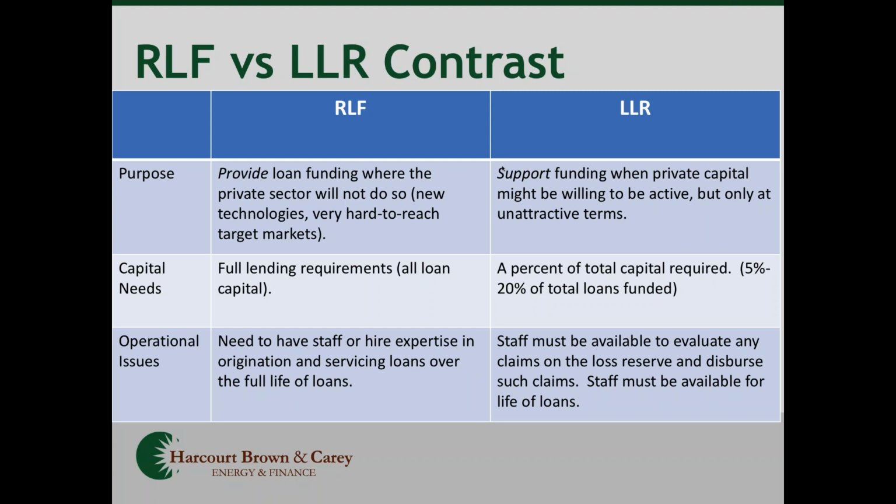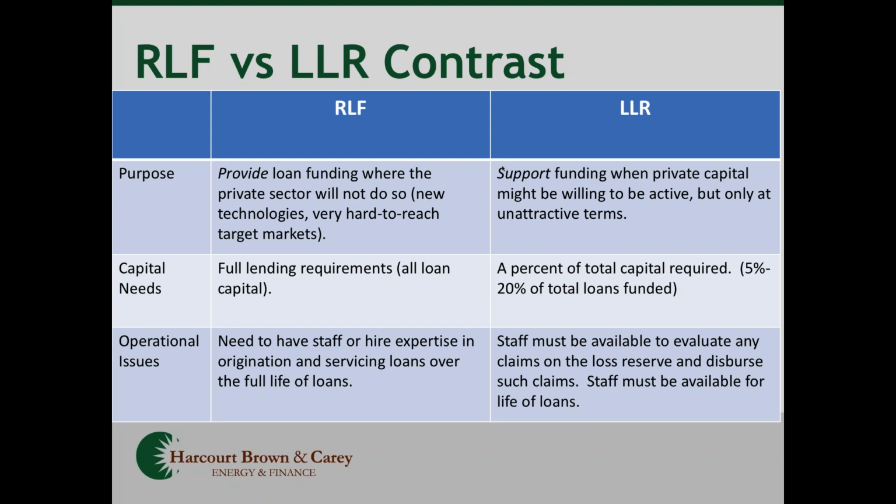A loss reserve, instead of providing funding, supports funding where private funding might be willing to be active, but only at what I'll call unattractive terms. To give you an example, in Michigan the private sector had been offering unsecured energy efficiency loans at 12 to 15%. We came in with a loss reserve, and we were able to get those terms down to less than half of that, and even declining from that point, with longer terms than had otherwise been available. So that's the purpose of a loss reserve versus a revolving loan fund, in my view.